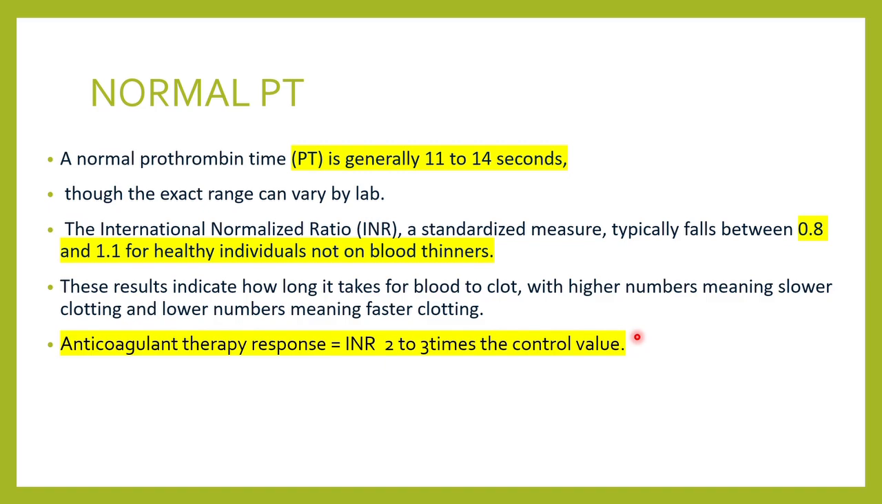If the doctor puts the patient on any kind of anticoagulant, the doctor wants his INR to be between 2 to 3 times the control value. That would suggest a proper anticoagulation. So you will see that the INR value is between 2 to 3. Otherwise, in a normal individual, it would be from 0.8 to 1.1.